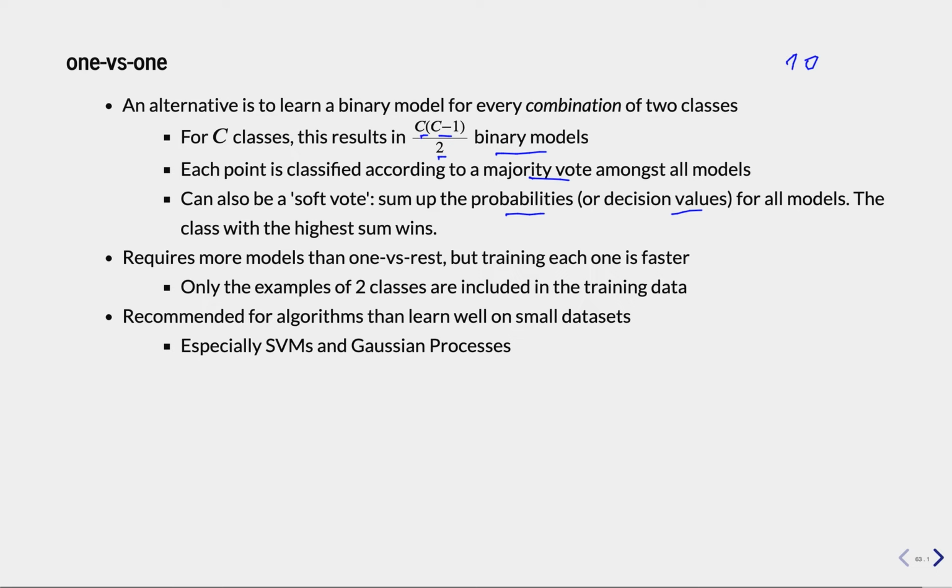Okay. When do you want to use that? Typically only when you have a data set that does not require much data. Right? So if you have a model that learns well on small data sets, then this typically works better than the 1 versus rest approach. But because you train these models on significantly less data than with the other approach, it does require that these models can learn efficiently with few data points. And so this is typically used for support vector machines or Gaussian processes, but not for the other models.